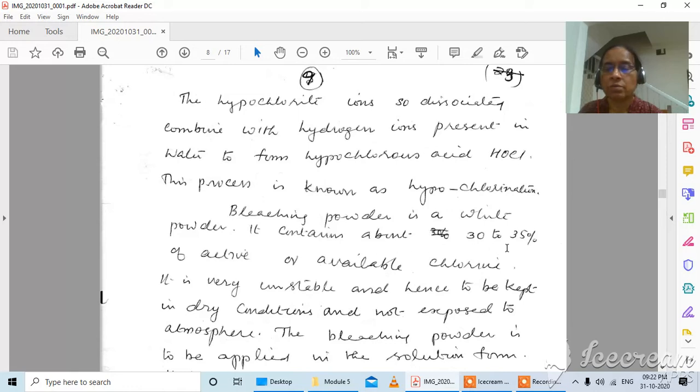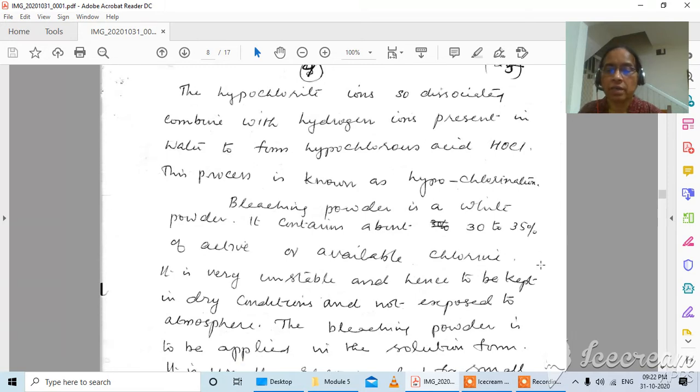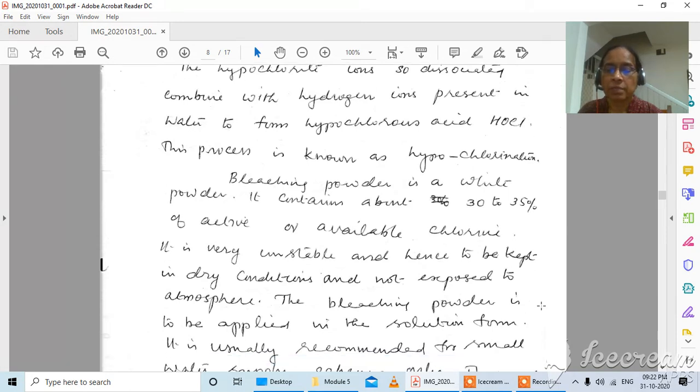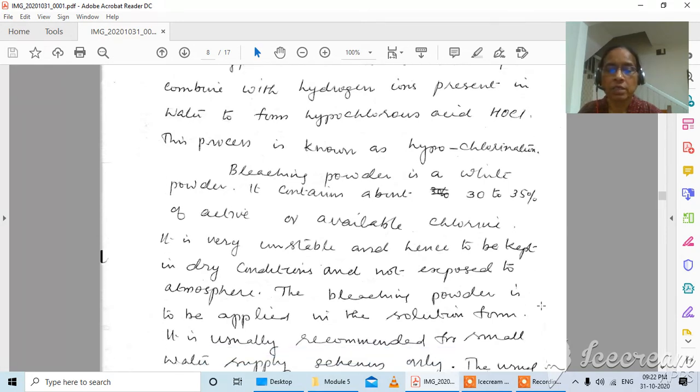It contains about 30 to 35% of active or available chlorine. It is very unstable and hence to be kept in dry condition and not exposed to atmosphere. The bleaching powder is to be applied in the solution form. That means you have to apply bleaching powder in the solution form.